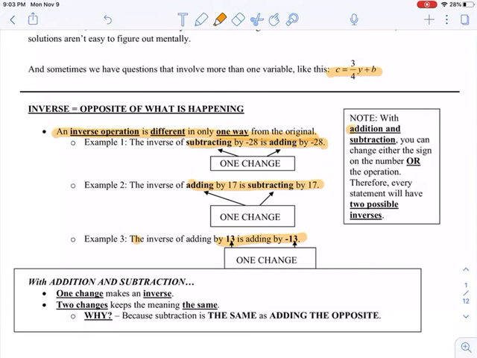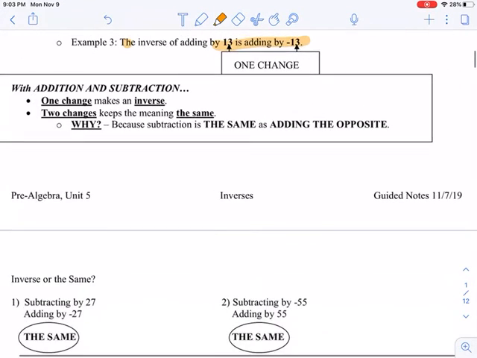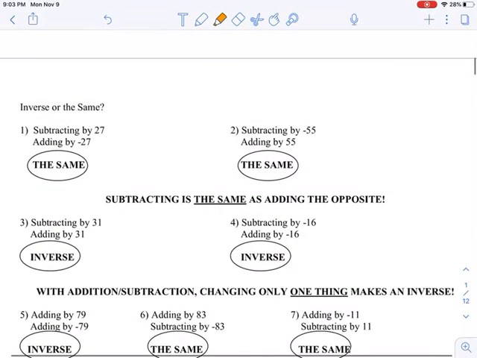So note, with addition and subtraction, you can change either the sign on the number or the operation. Therefore, every statement will have two possible inverses. So let's look at with addition and subtraction. One change makes an inverse. Two changes keeps the meaning the same. Why? Because subtraction is the same as adding the opposite.